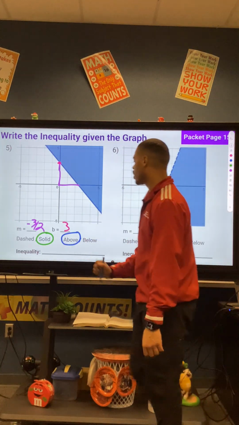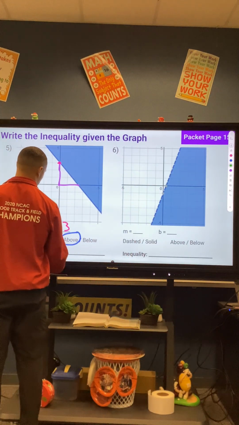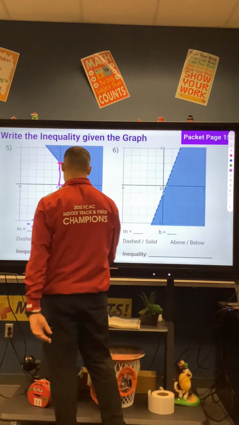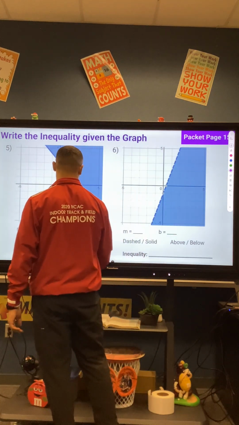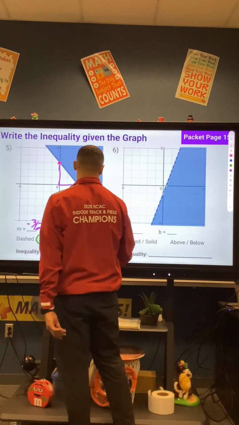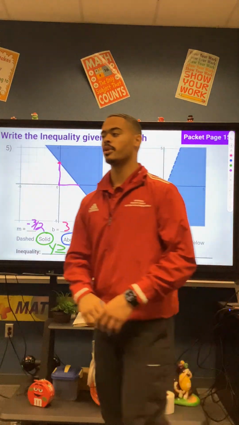That means my inequality is going to be y is greater than or equal to, I have my M value, my slope, which is a -3 over 2. And then my B value is a positive 3. That's the inequality for my graph.